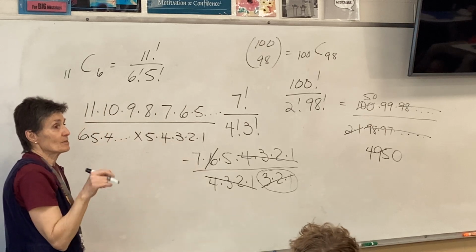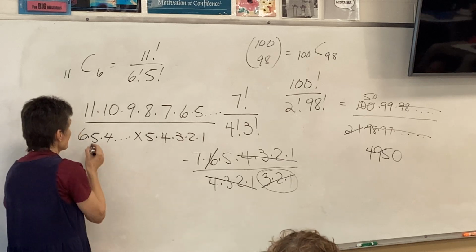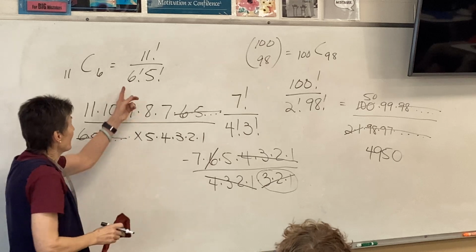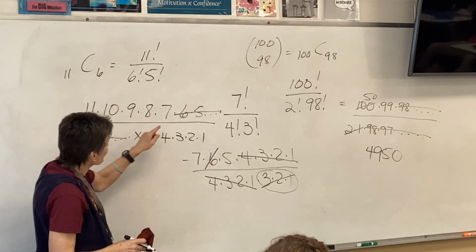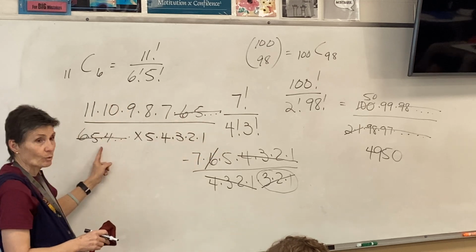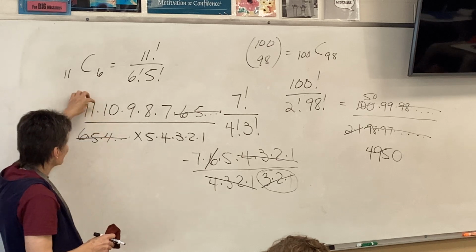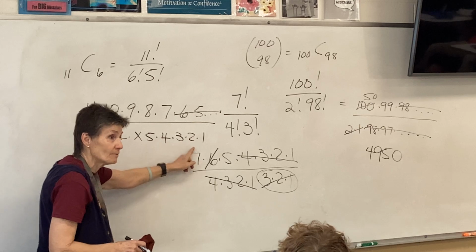I like to cancel my personal self. You can do whatever you want. I like to cancel my biggest factorial. So the biggest one I can cancel out is 6. So in the numerator, everything from 6 down is going to cancel with the 6 factorial. Would you agree with that? And that's going to leave me with all of these over all of these.